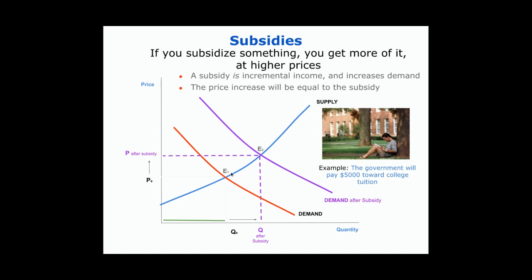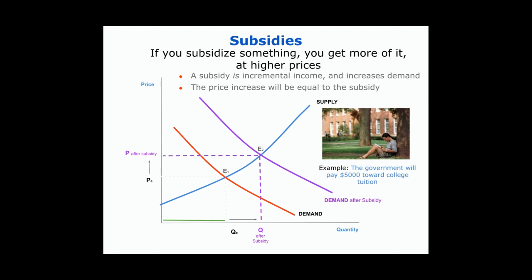We move from point E1 to E2 on the curve here. We have an increase in demand. This is the demand curve after the subsidy, and this represents a higher quantity and higher prices. So both the quantity of goods and services that get bought and sold in the market is greater, and the prices for these goods and services are higher. And this is what happens with subsidies for healthcare or subsidies for college and things like that.